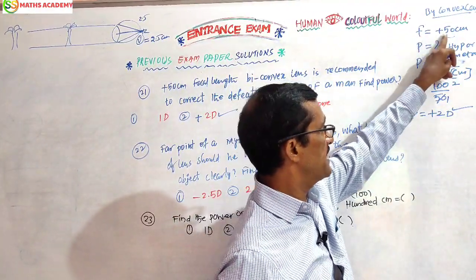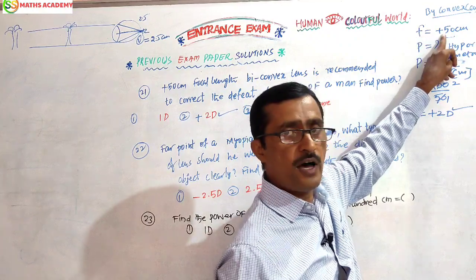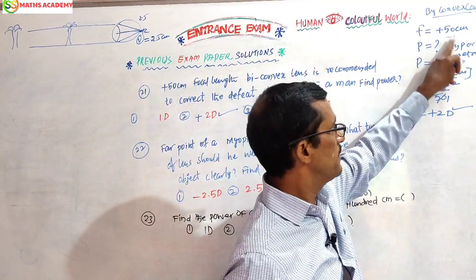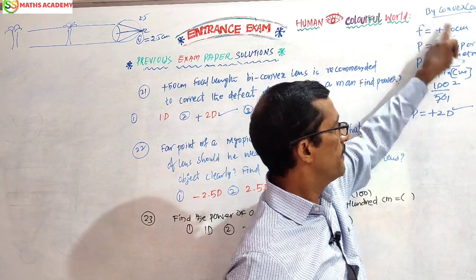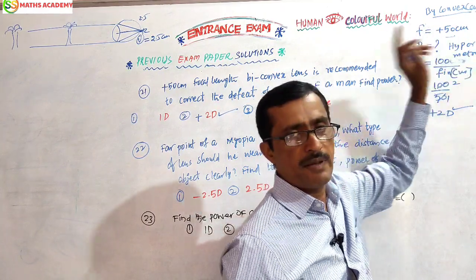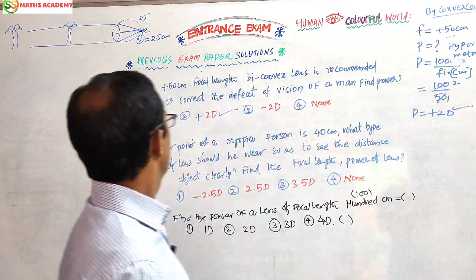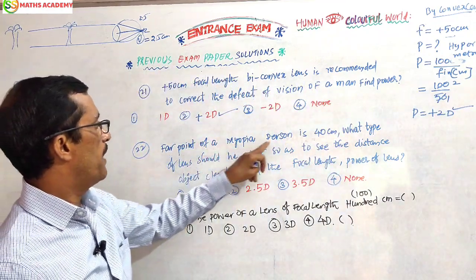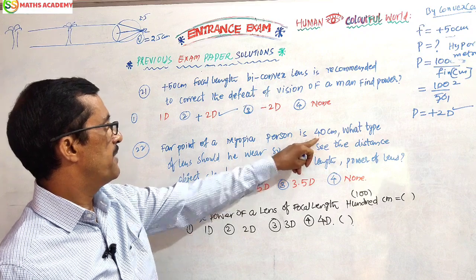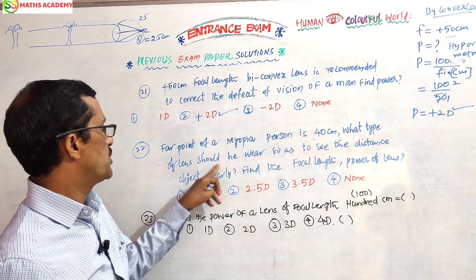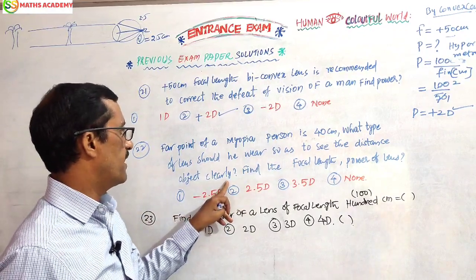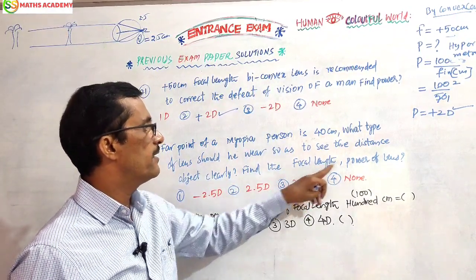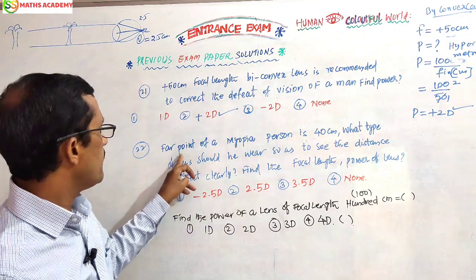Suppose f equals plus k, focal length equal to positive k. Positive means that is a biconvex lens and the defect is called hypermetropia. Next, the far point of a myopia person is 40 centimeters. What type of lens should he wear so as to see a distant object clearly? Find the focal length and power.